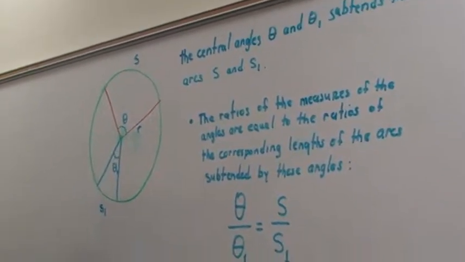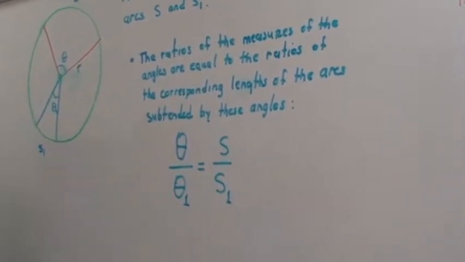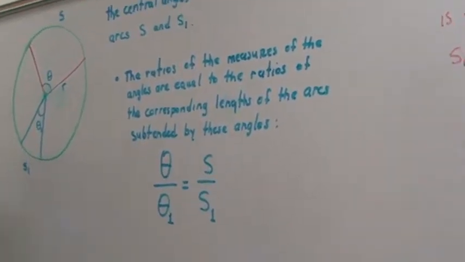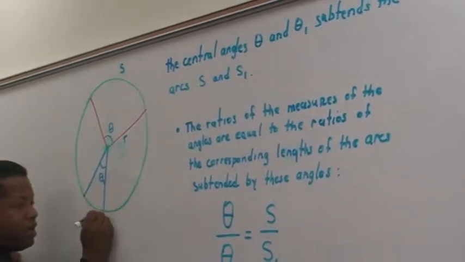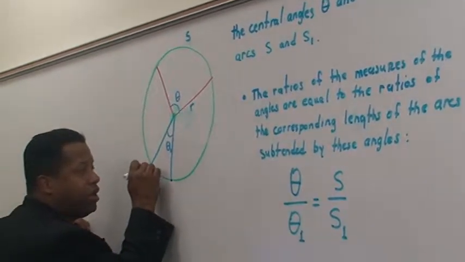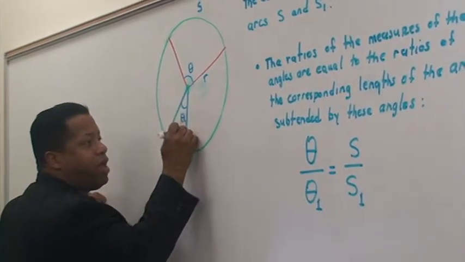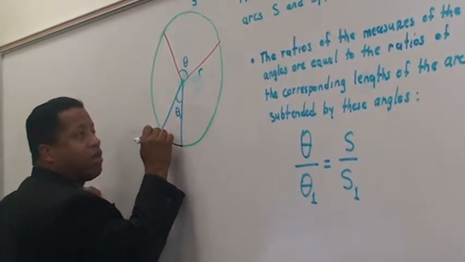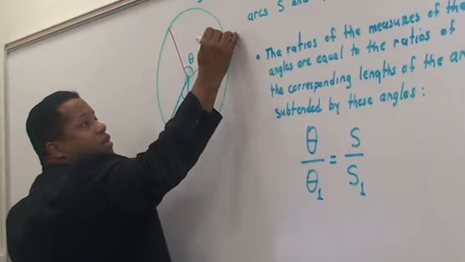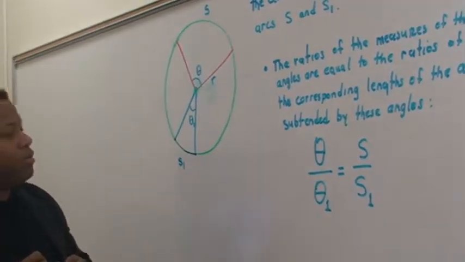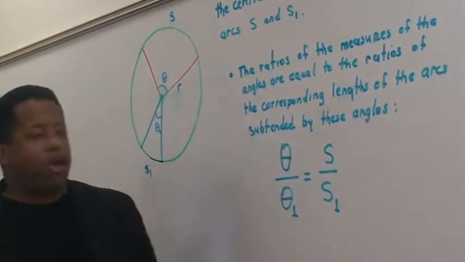The ratios of the measure of the angles are equal to the ratios of the corresponding lengths of the arc subtended by the angle. So this length here, when this hits here, of course it intersects these points. Then this subtended angle is causing a length here in the arc. Same on this side, because this arc is subtended by that angle. So we have a ratio of theta divided by theta sub 1 is equal to S over S sub 1.